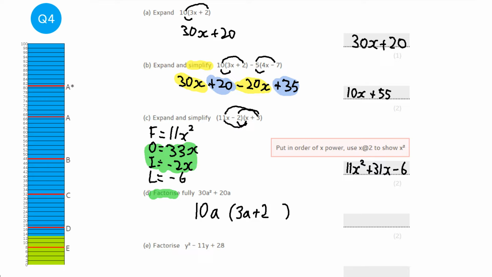And what do I times a by to get to a? Well, nothing. Well, technically 1. But when I times the 2 by the 10a, I'll get 20a. And you can actually check your answer by doing smiles and rainbows on this. 10a times 3a is 30a squared. 10a times positive 2 is going to be 20a, so it works. So the answer is going to be 10a brackets 3a plus 2.